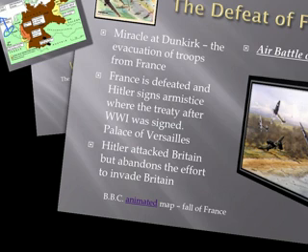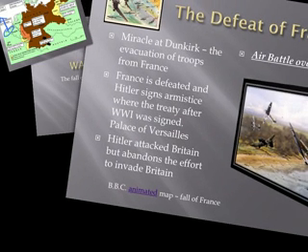France is defeated, and then Hitler makes France surrender at the same place in which the Germans were forced to sign the Treaty of Versailles. So Hitler signs a peace treaty with France almost exactly 20 years later, where the World War I treaty was signed at the Palace of Versailles.